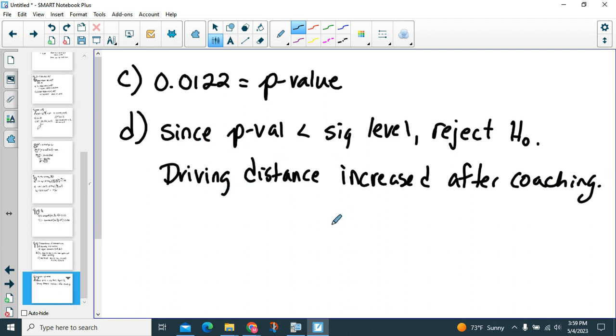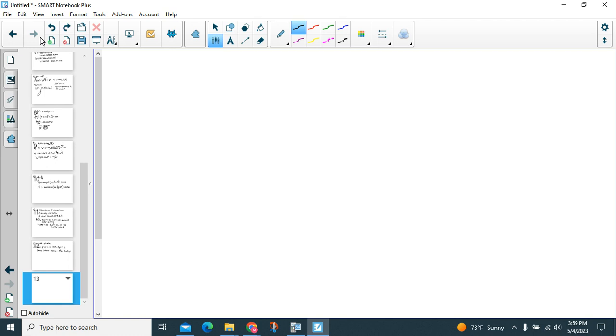Of course, you could say significantly better, but just for the sake of writing all this out and for time, that's it. What I had specifically, which would be a lot more detailed, was: since the p-value 0.0122 is less than the significance level of 0.05, we can reject the null hypothesis. Thus, his mean driving distance is longer after coaching. All right, so next problem, number 12.